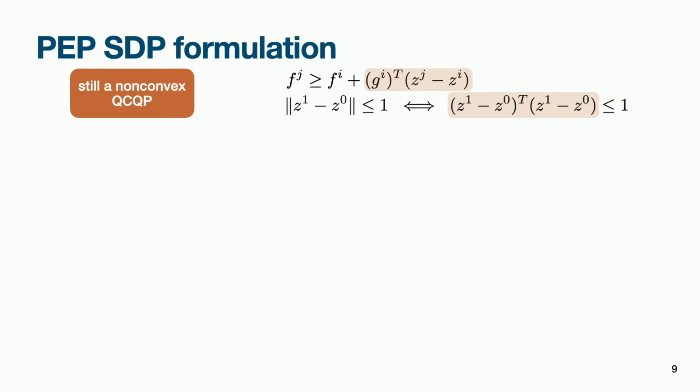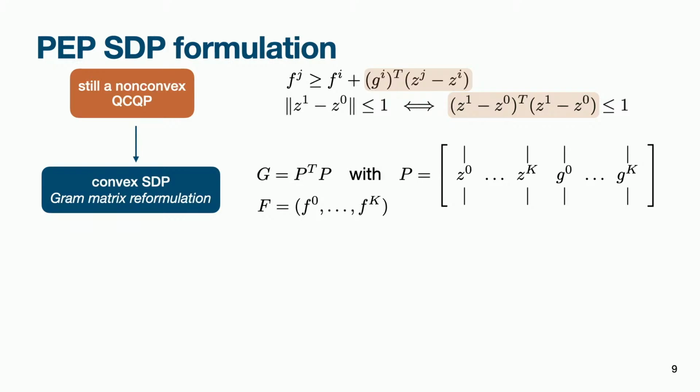Now, this is not the end, because we still get a QCQP to solve if we impose interpolation conditions instead of the function class membership. And these interpolation conditions give you quadratic inequalities. You can see that the things highlighted in orange are products between variables of your problem. So to deal with that, this literature constructs a Gram matrix G, that is positive semidefinite, given by the product P transpose P, where P is a matrix obtained by stacking along the columns all the iterates and the gradients of the algorithms that you encounter. And also F is the function values that you encounter.